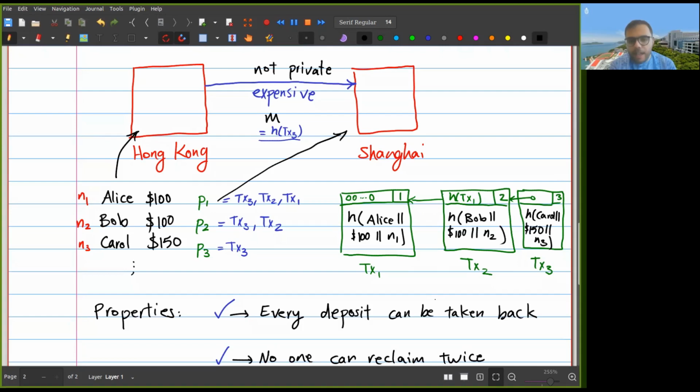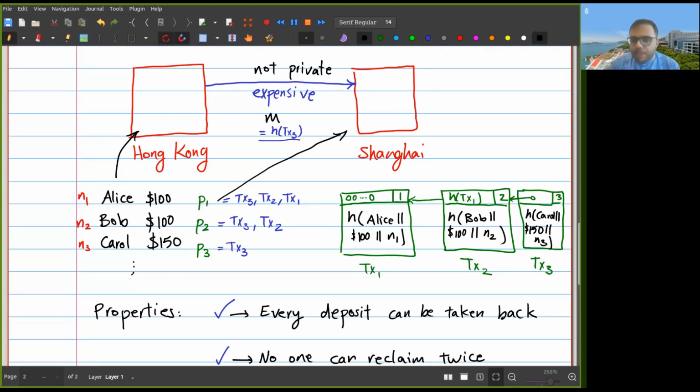So Carol has the last transaction. That's the proof that Hong Kong has given to Carol. She can just take this last transaction to the other branch, and the other branch just computes the hash of this last transaction, TX3, and sees that this matches the message that was sent from Hong Kong. So this branch in Shanghai now knows that transaction 3 was actually really in the ledger.